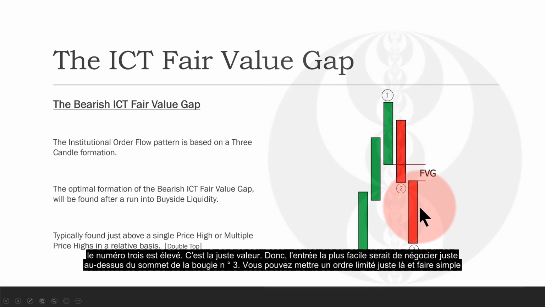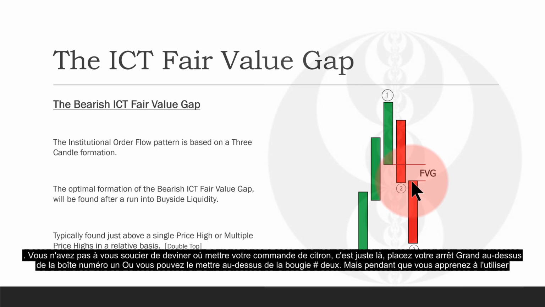So the easiest entry would be trading just above candle number 3's high. You can put a limit order right there and be done. Simple. Don't have to worry about guessing where to put your limit order in. It's right there. Place your stop right above candle number 1, or you can put it above candle number 2.